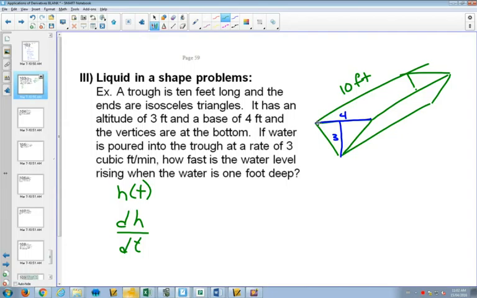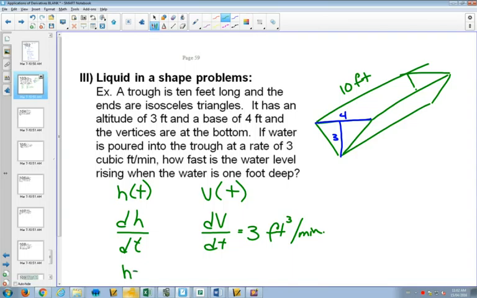We know that the water is being poured at a rate of 3 cubic feet per minute, so we know how much the volume is changing with respect to time. 3 cubic feet per minute, and that means volume is also a function of time. We want to find it specifically when the height is equal to 1. So as far as following things that we've done up till now, we start by setting up what we know and what we want to find. We want to find dh/dt.